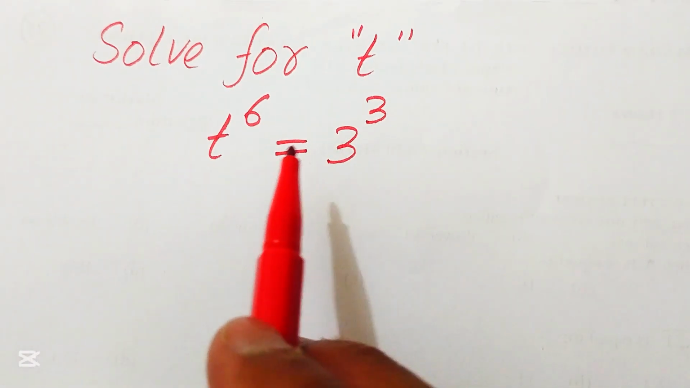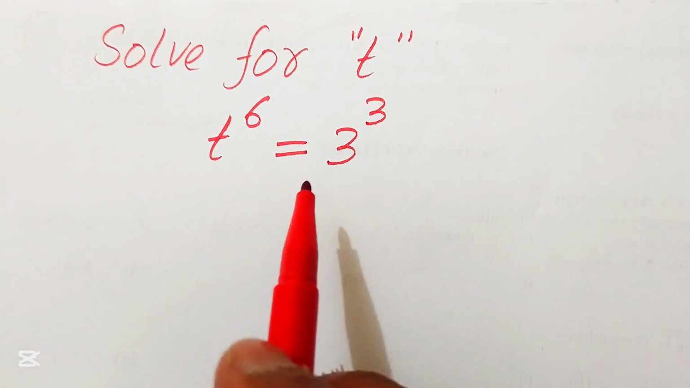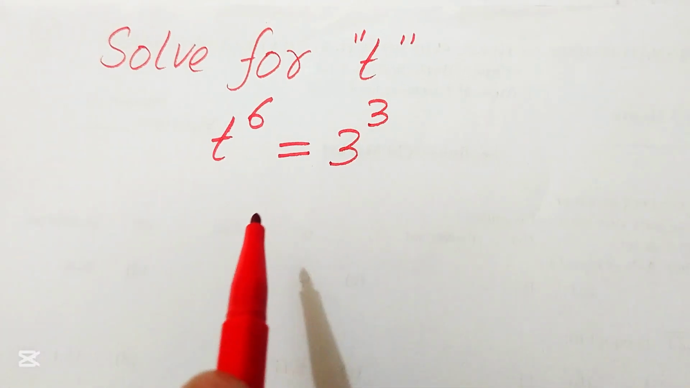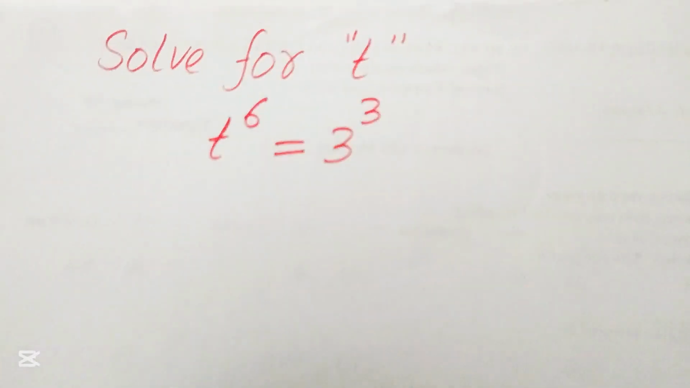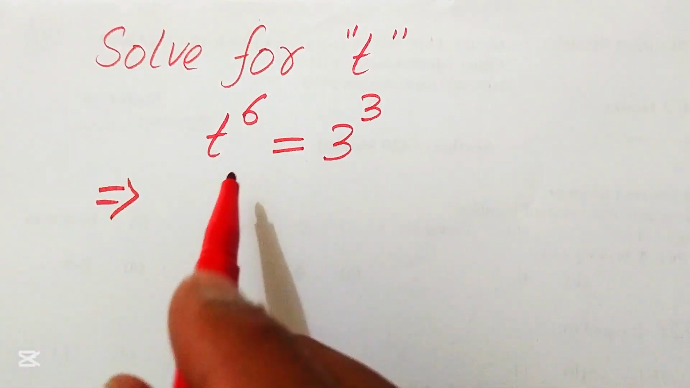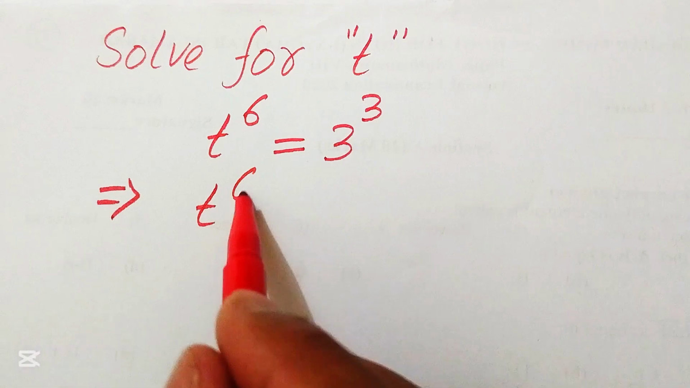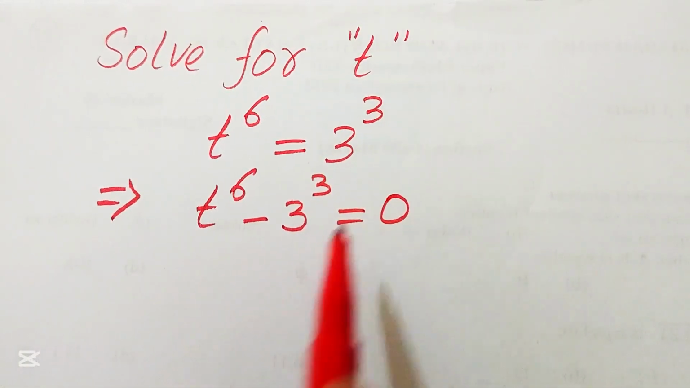You see here this is a sixth order equation, so it means that this equation has 6 roots, so we find all those 6 roots. For this, the very first step we are going to do is move the right hand side to the left hand side, so it will be written as t to the power of 6 minus 3 cubed equals 0.